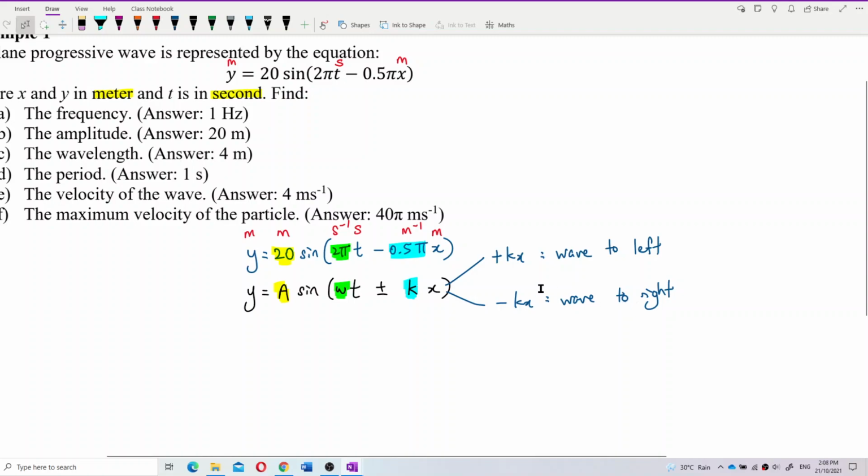I just want to make things simple. There's an explanation behind this, but I don't want to go into it. So positive kx, remember, is wave moves to the left. Negative kx is wave moves to the right. Just remember this is a bit odd.